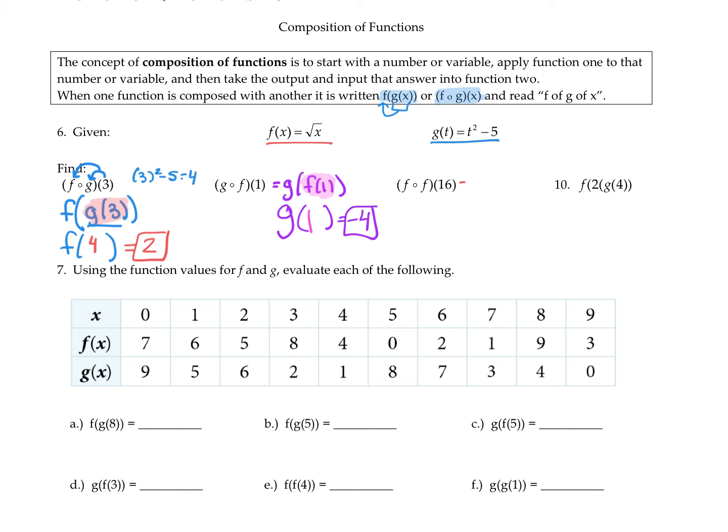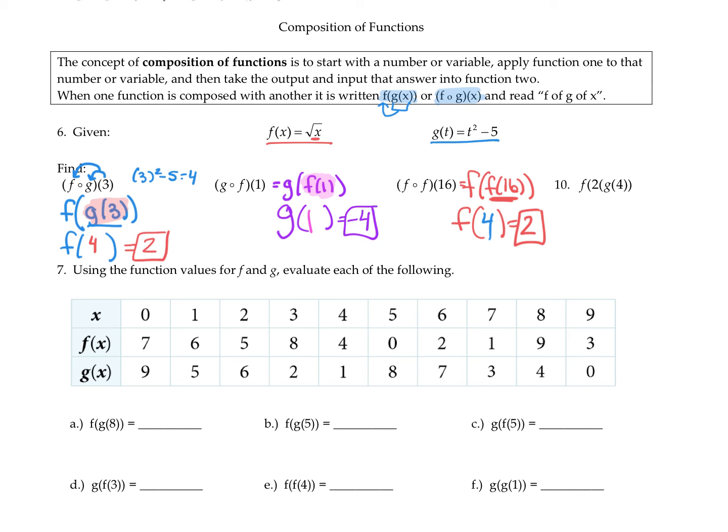This one's a little bit different, f and f, so that means we're just going to plug into f twice, but I'm going to find f of 16. Square root of 16 is 4, so this is going to become f of 4, and then f of 4 would give me 2, because I would take the square root of 4. So I took the answer from f of 16, and that was 4, and I plug it back into f to get 2.